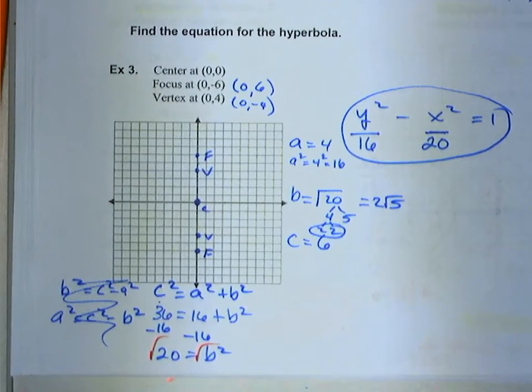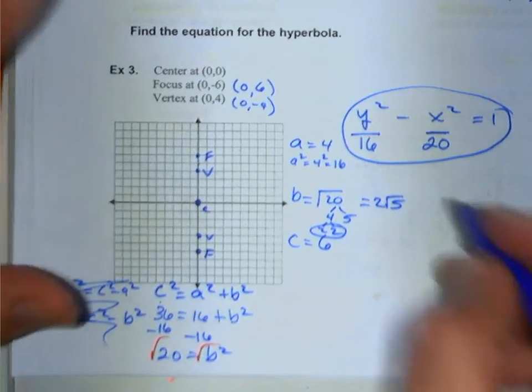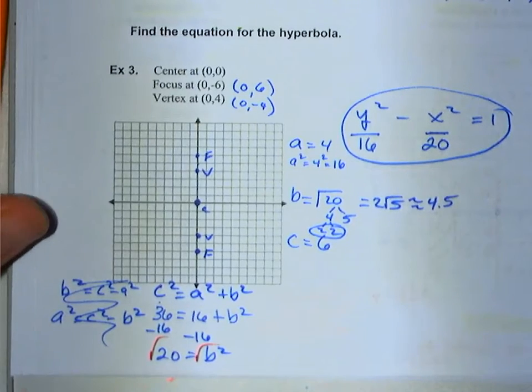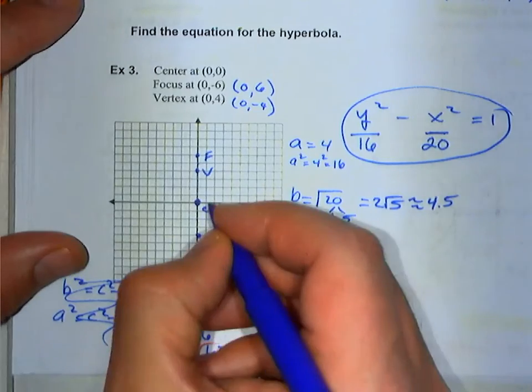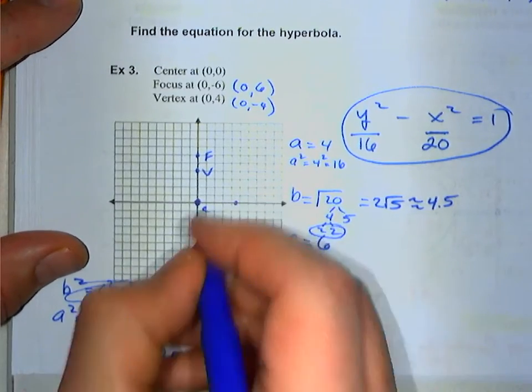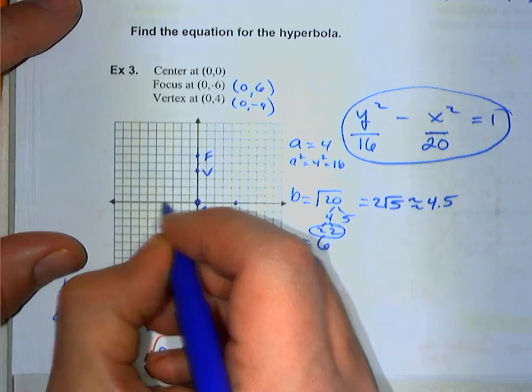That's about what? 4 something? 4.5-ish? Something like that. So for graphing, is that right? About 4.5? It's a little bit more than the square root of 16, but under the square root of 25. So I'm going to go over 1, 2, 3, 4 and a half or so. 1, 2, 3, 4 and a half.